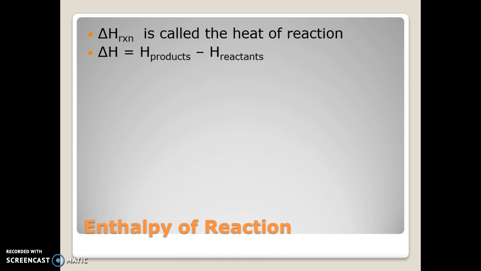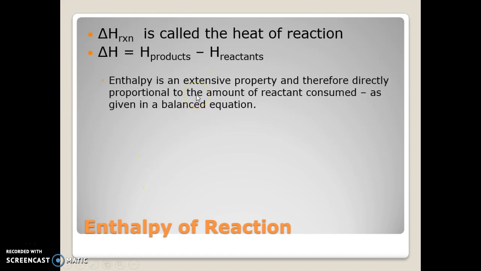For enthalpy of the reaction, we also call it the heat of the reaction. And remember that heat of the reaction is reactants minus products. Enthalpy is an extensive property. It is proportional to the quantity of material. So it matters if I use 5 grams or if I use 10 grams, I'm going to generate different quantities of overall energy.